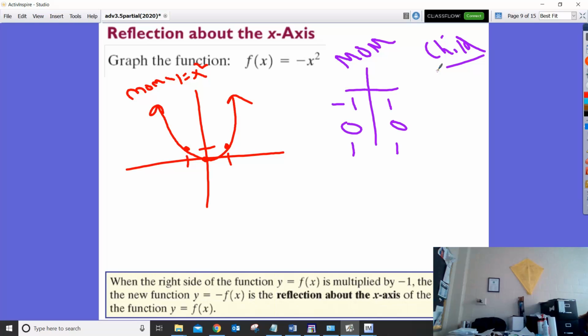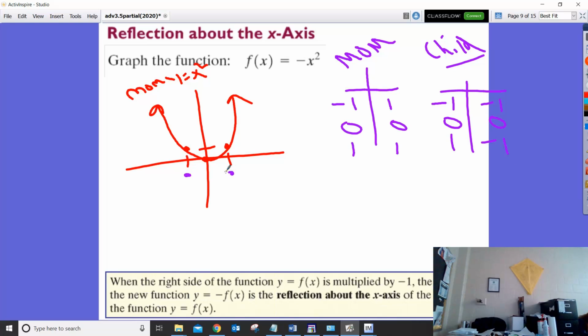Child has 3 key points. It's just a reflection on the x-axis, and there's a negative in front of that x. The x values are going to stay the same. What's going to happen to the y values? It's going to become negative. Whatever I feed that thing, it instantly negates. It is a reflection on the x-axis.